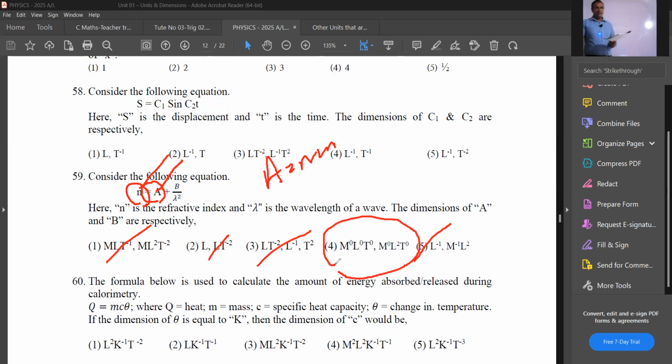Very easy method. M to the power 0, L to the power 0, T to the power 0 means it doesn't have a dimension. All are 0. Do you get my point, everyone? Yes, sir. You can use this rejecting answer method to get the answers very quickly. Okay, answer is this one.